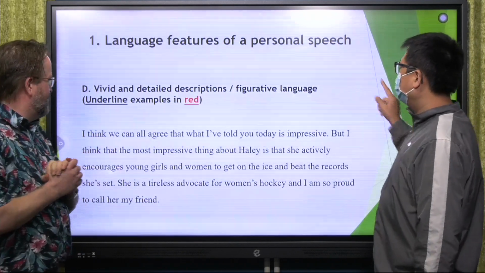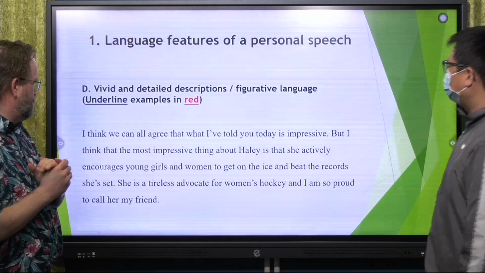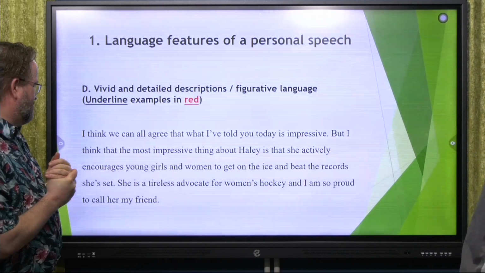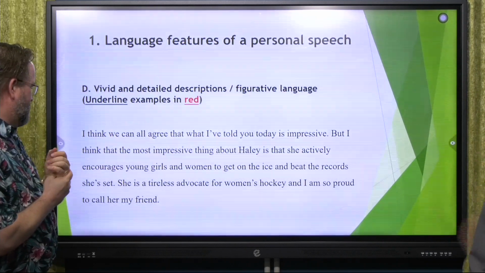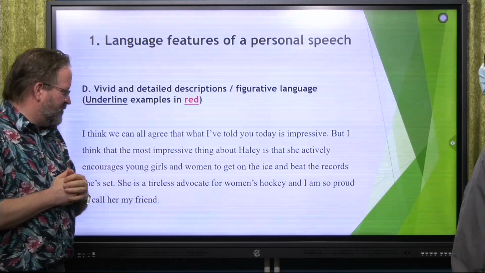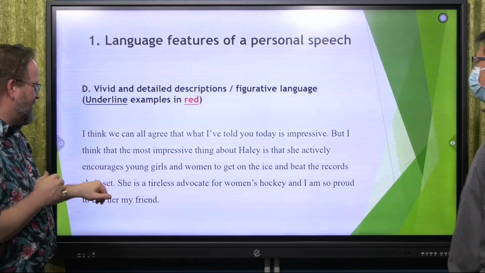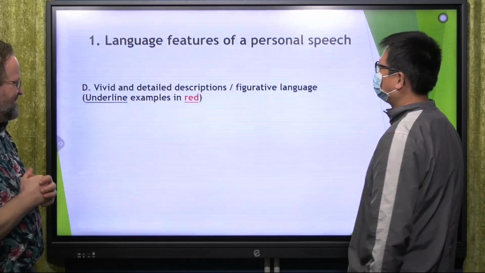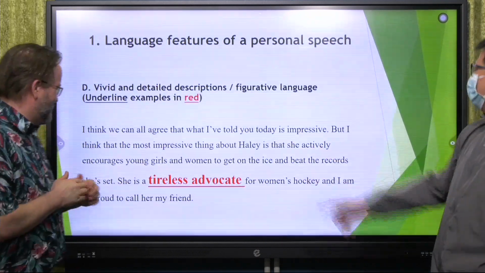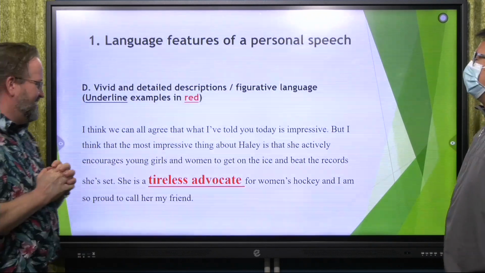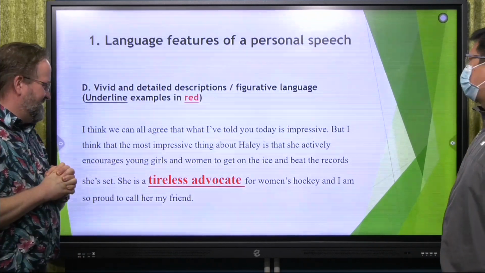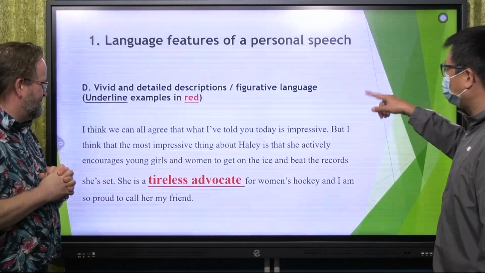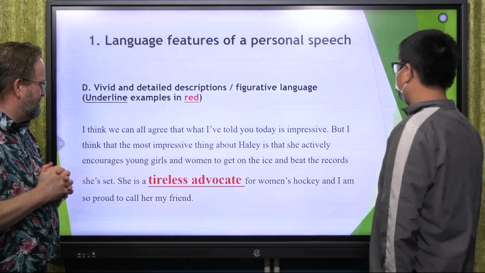And here's the question. Which one? As I remember, there is only one. I think it would be here: "tireless advocate for women's hockey". So in this sentence, is that right? Am I missing something? No, you got it. Okay, she's a tireless advocate for women's hockey. So this is the answer. So that's the fourth language feature.